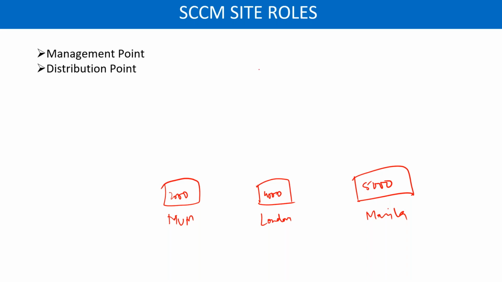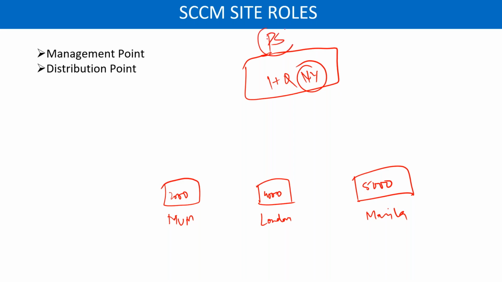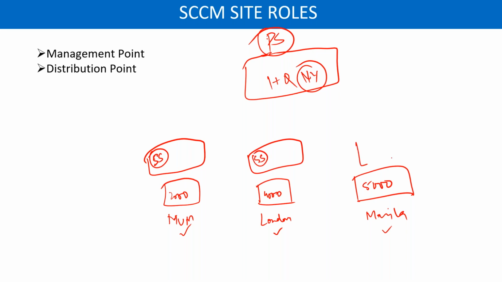Your headquarters is in New York, and you have your primary site here. Now what you have to do is install, let's say, Google Chrome or Microsoft Office on all the computers in London, Mumbai, and Manila. We already have a secondary site, as we mentioned. We will have a secondary site in each region, in London, in Manila, and in Mumbai.